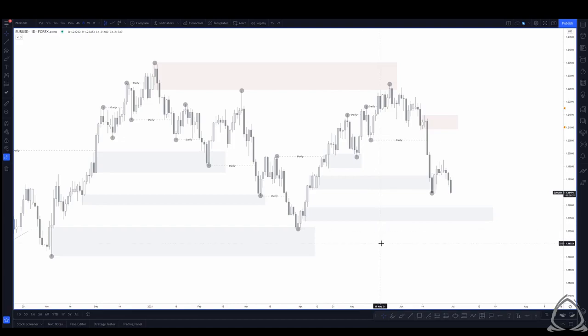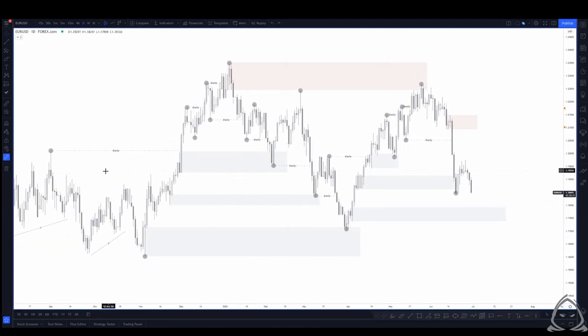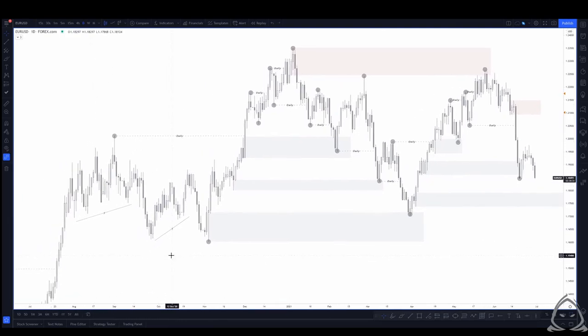But this is just a quick example of market structure here on Euro US dollar with some integration of supply and demand zones and the relationship that they have between each other. Because as we can see, it is quite powerful when you understand supply and demand, where you can see where price is likely to see a reaction. We combine it with market structure, we can see the likelihood of that reaction following through or failing to follow through.